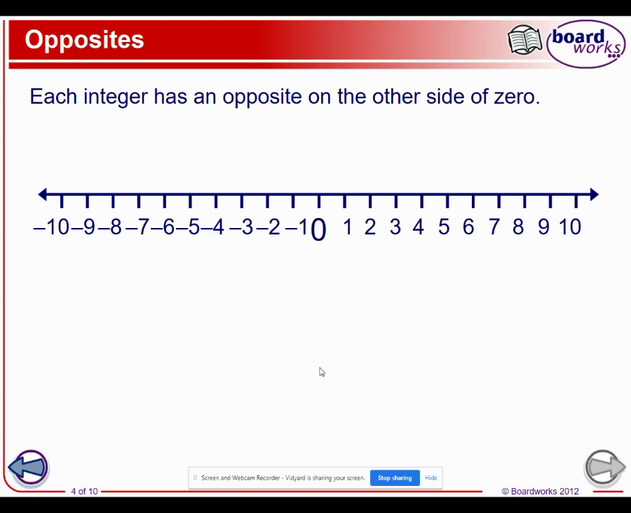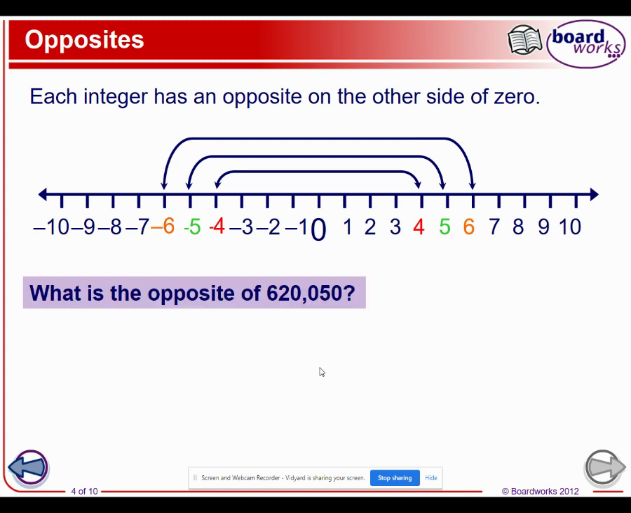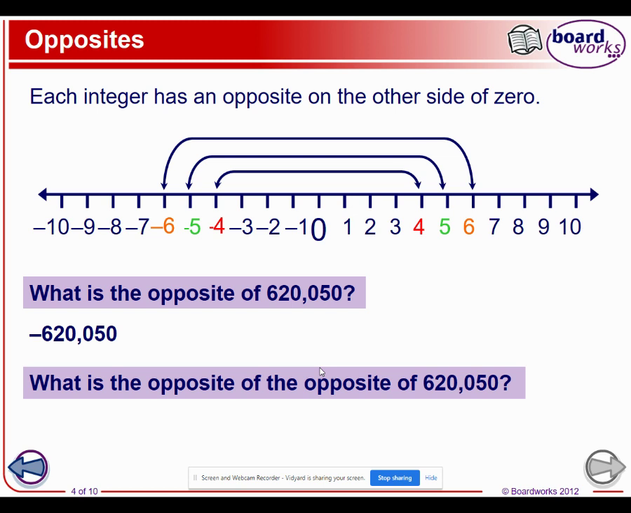So each integer has an opposite on the other side of 0. The opposite of 4 would be -4. The opposite of 5 would be -5. 6, negative 6, and so on. So what would the opposite of 620,050 be? That would be negative 620,050.